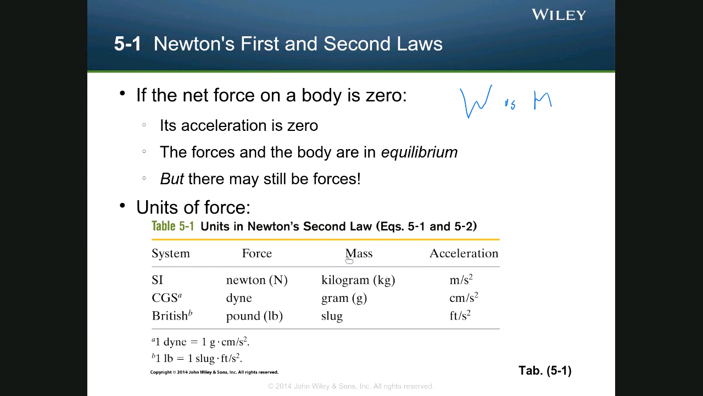You'll notice the mass in the British system is a slug, okay? And 1 pound is 1 slug per system. Now the CGS system is an old system where we use centimeters and grams, and a force is known as a dyne. All right.